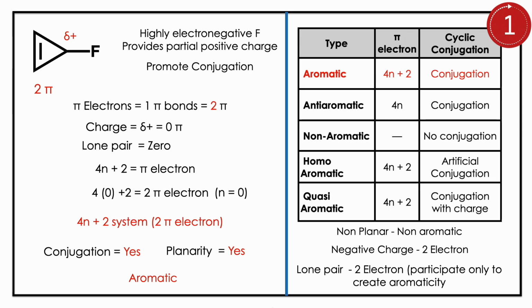Cation is there, conjugation is created, so pi electrons mean 1 pi bond, 2 pi electrons, charge is plus 1, so don't count pi electrons, lone pair is 0. It is a 4n plus 2 system where n is 0 with 2 pi electrons. The system is definitely conjugated, and the partial positive charge and ring strain create an almost planar compound. So 4n plus 2, conjugated, planar mean the given compound is aromatic.